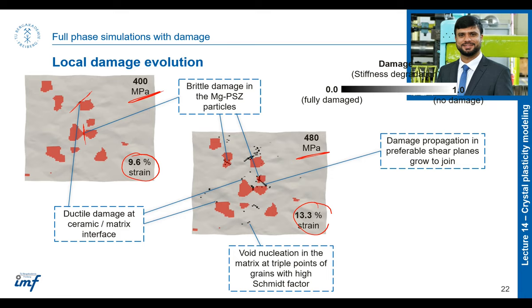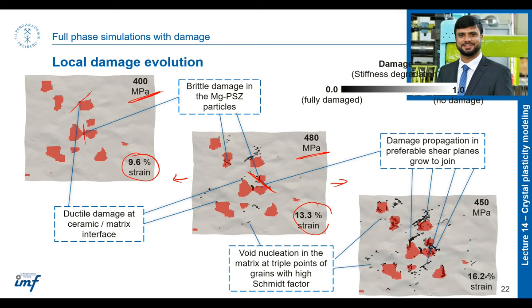Then the damage propagates in preferable shear planes and grows to join together and form these damage planes, and the zirconia particles cracking takes place. If we go further, at the highest level where the stress, due to stress relaxation, reduced to 450 MPa and at 16.2% strain, we see there is a significant amount of damage in the material. The zirconia particles generally crack perpendicular to the loading direction.